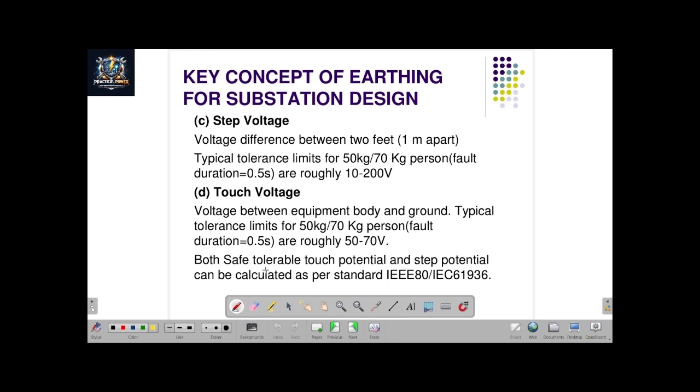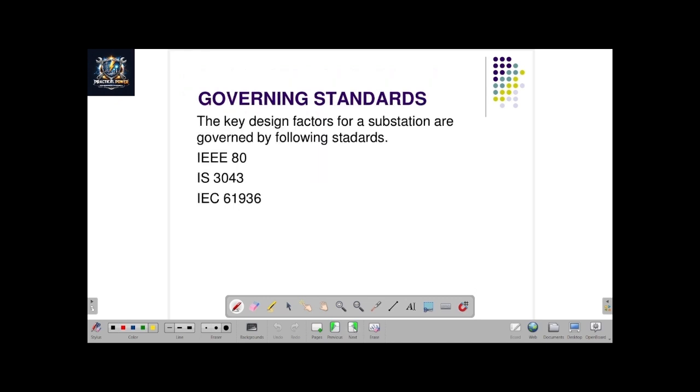Both tolerable touch potential and step potential can be calculated as per IEEE 80 and IEC 61936, the European standard. So the standards we follow during the design of the earthing system are IEEE 80, IS 3043, the Indian Standard, and IEC 61936.